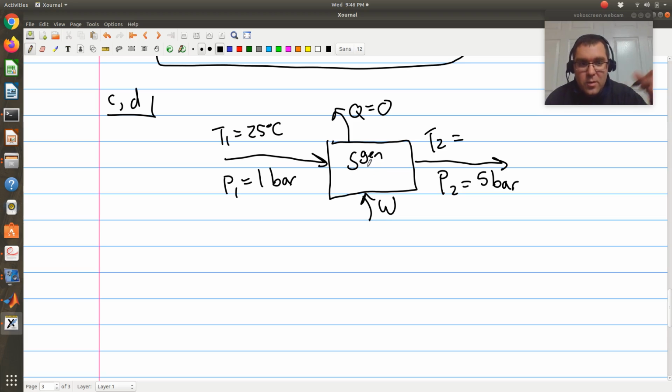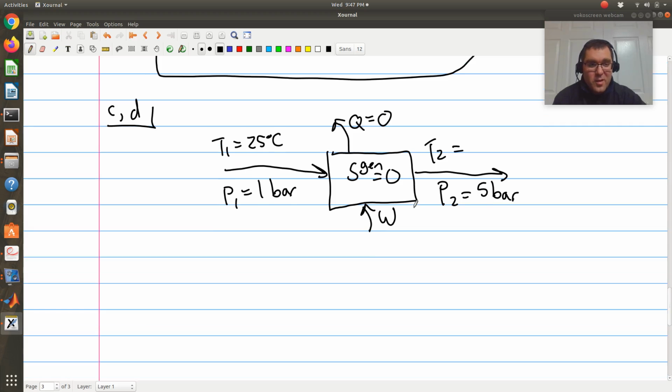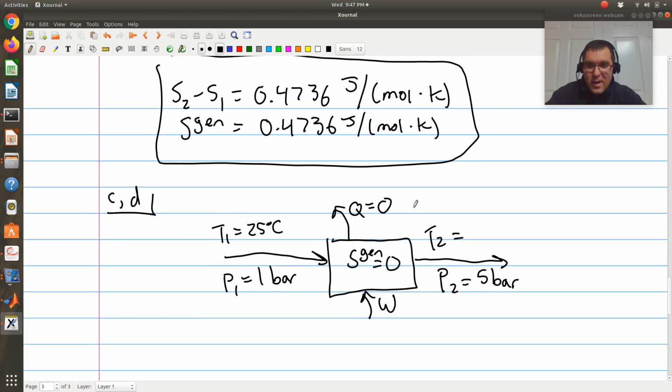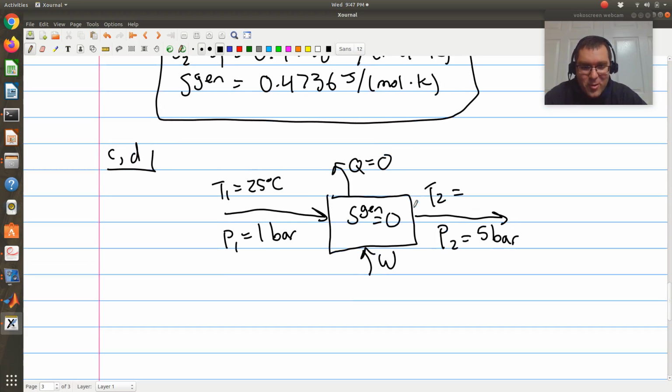So let's do it. Let's solve for the case when S gen is equal to 0, and let's get T2. With S gen equal to 0, we want to solve for T2 and W. Can we do it? Sure. Of course we can.